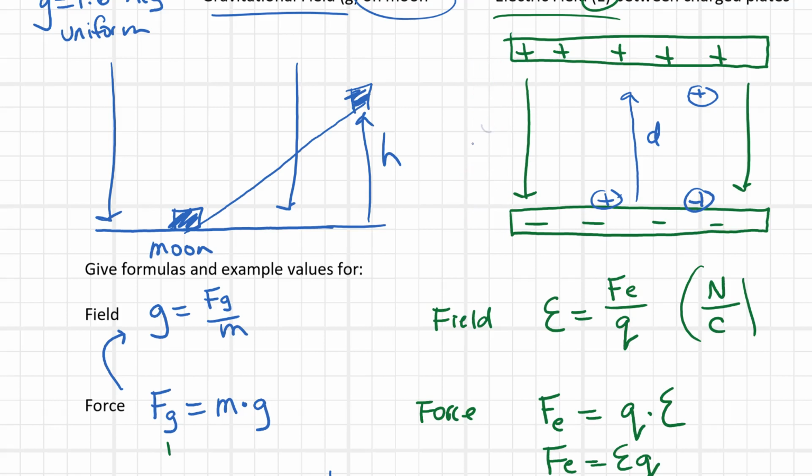And just like moving a rock up the hill, there's more potential energy because it's higher. Here, again, you can think, I'm moving this charge against the field, so it's like moving it uphill. And so it's moving from a lower place to a higher place.